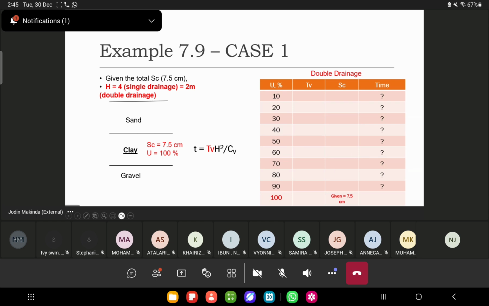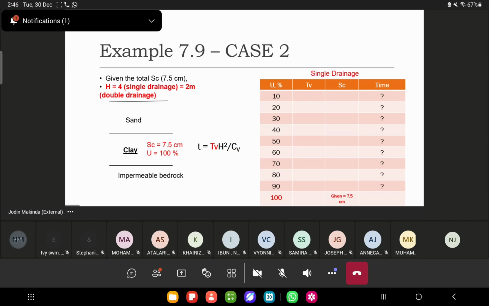The question asks you to check what the settlement is at 10% and how long it takes: 10, 20, 30, until 100. Solve this using the equation. Very easy. Tv we can find from the chart. Sc we can multiply from the percentage. Meanwhile, for the time we can use the time factor equation. This is for case 1, double drainage.